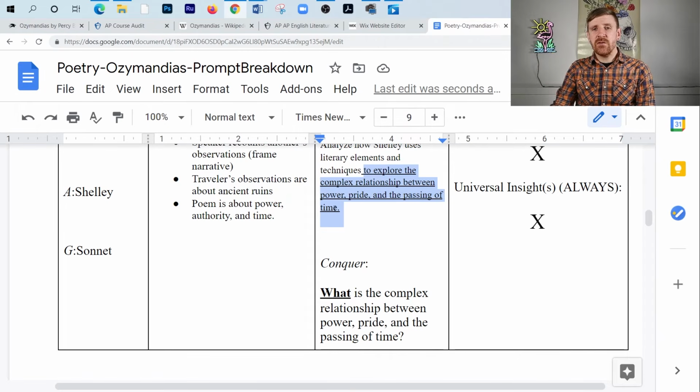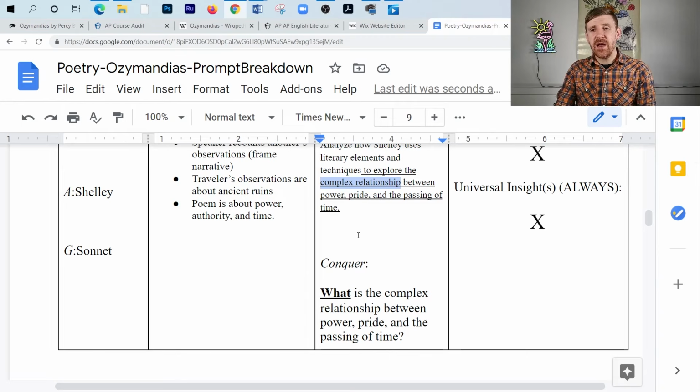And I say, okay, do I know this poem is about time? Yep. Do I know it's about the passing of time? Yep. Do I know it's about pride? So notice I'm just pointing at it. I'm just moving my cursor over every word and saying, do I know this poem is about this? Yep. Do I know it's about power? Yes, I do. Okay, do I know this poem is exploring something? You better believe it. Do I know what the complex relationship is between these things yet, though? And the answer to that question is no.